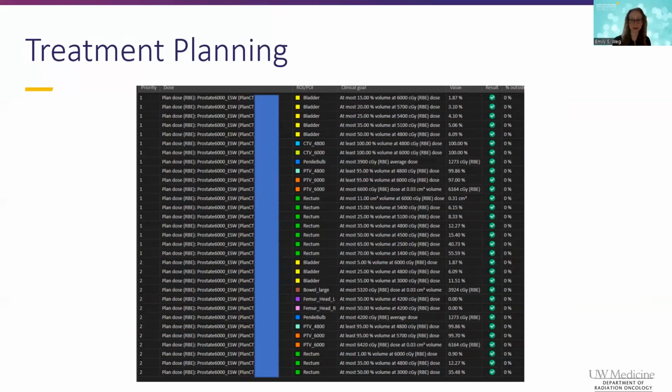And then there is an iterative process where we go back and forth until everybody is very happy that we've created a really nice plan that can be delivered safely and effectively to the patient. What you can see here is all of these structures nearby to the tumor have very clear instructions for how much radiation they can receive and to what volume of that structure. We look at the bladder, the rectum, the bowel, all sorts of structures.